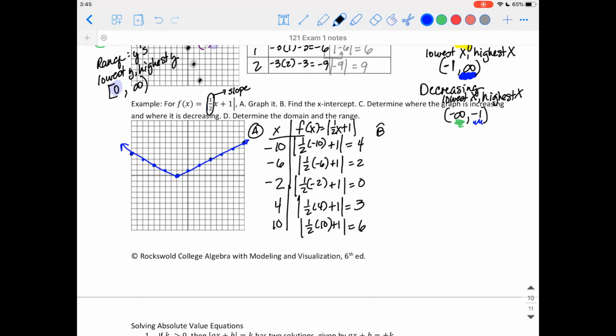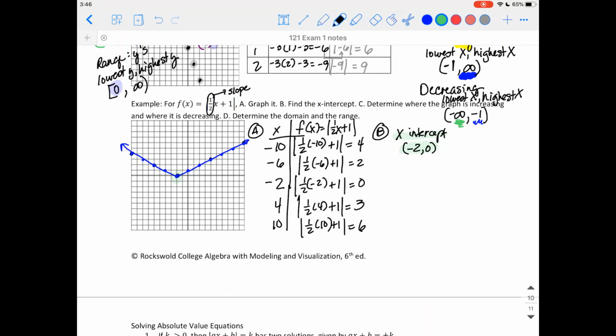All right, part B, find the x-intercept. So again, the x-intercept is the point on the line that crosses the x-axis. So the x-intercept is this point right there. So it's going to be -2, 0. That's my x value, the -2, and the 0 is my y value.